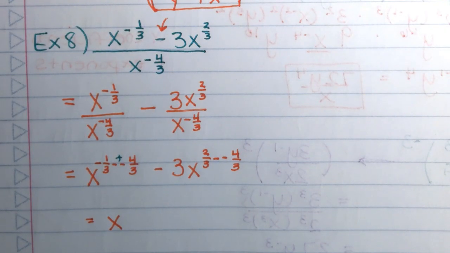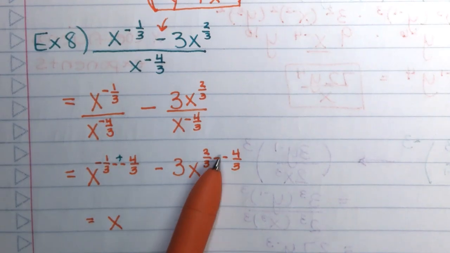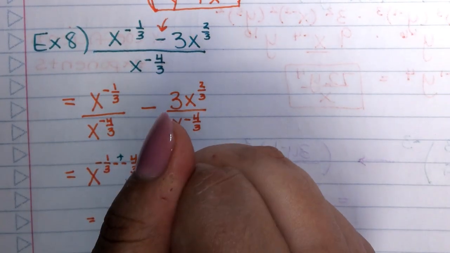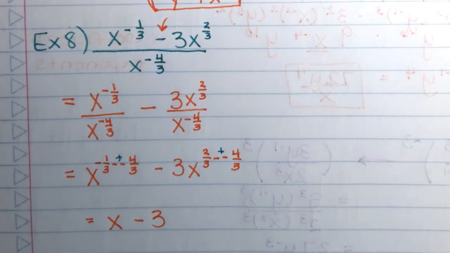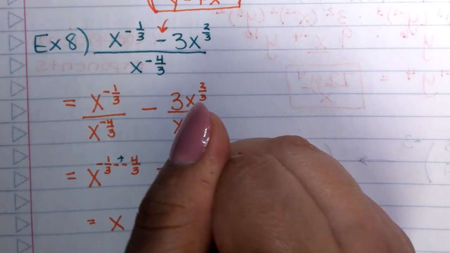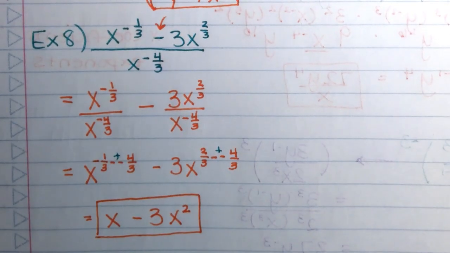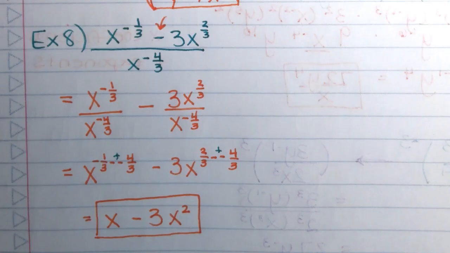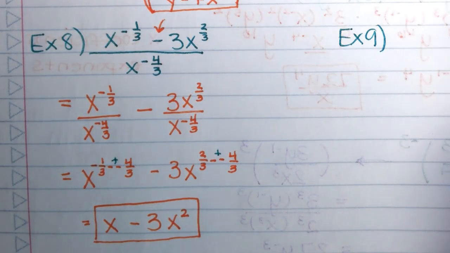Does everybody see what I just did? Okay, be careful. A lot of y'all forget to do minus the negative. Same thing right here. This is going to be minus 3. What is 2 plus 4? 6. Divided by 3? So this is x squared. And that is your answer. And that's it. Okay, just because it's fractions, do not get nervous. You're doing the same thing.